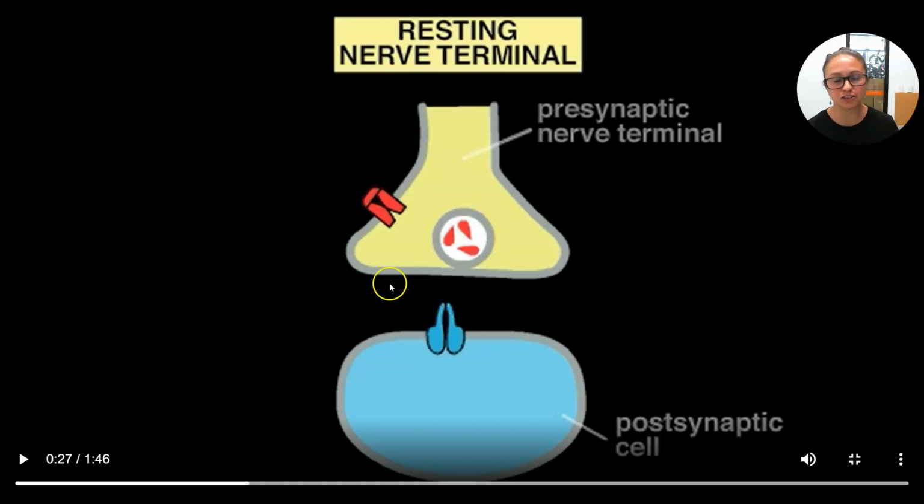Okay, so this is the presynaptic neuron, the presynaptic nerve terminal. This is where the action potential comes down, and then this is the next neuron along in the chain. So you've got the action potential coming down the axon of neuron number 1, and it's going to communicate with neuron number 2. So let's see what happens.